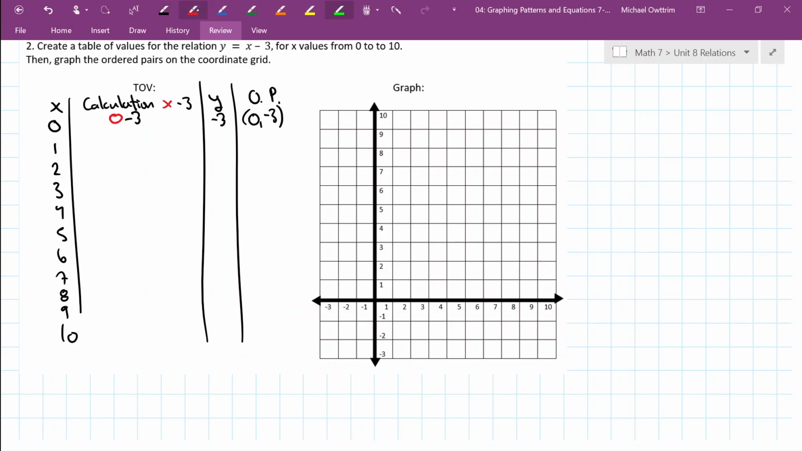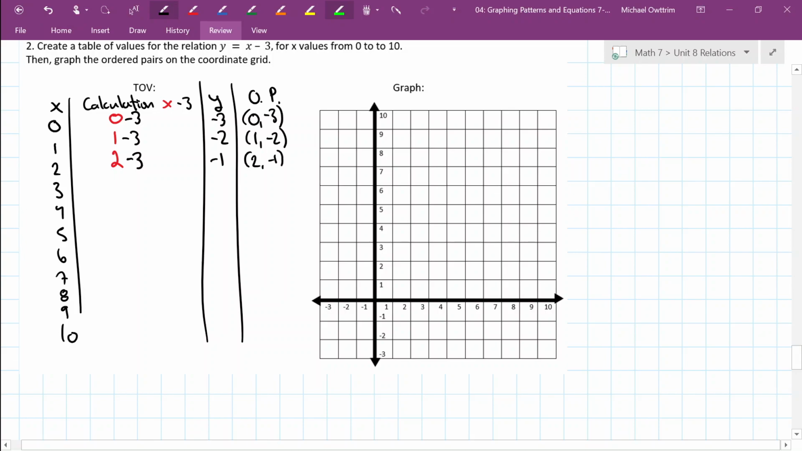For our next input, we have an input of 1. Our calculation says to subtract 3 from that, which gives us -2 for our output. That'll give us 1, -2. For our next input, we have 2, and our calculation tells us to subtract 3 from that. That'll give us an output of -1, so 2, -1.